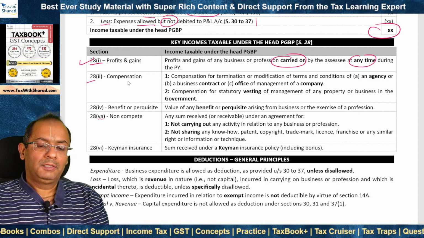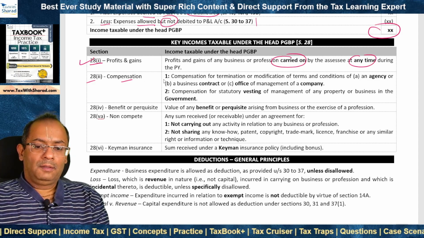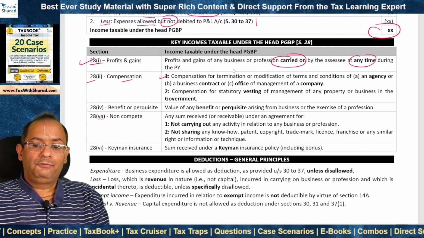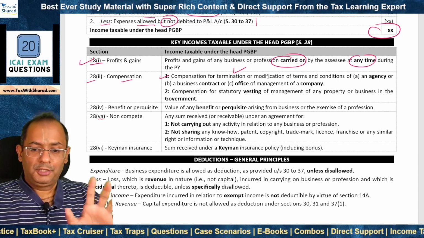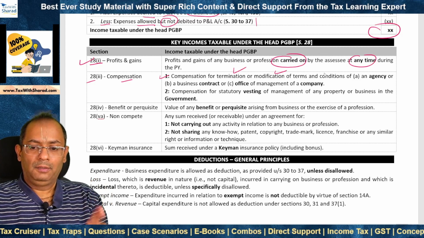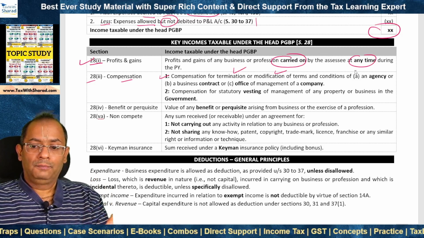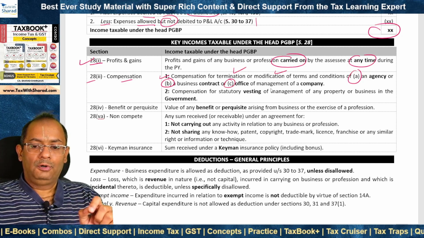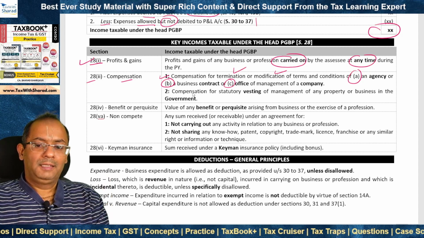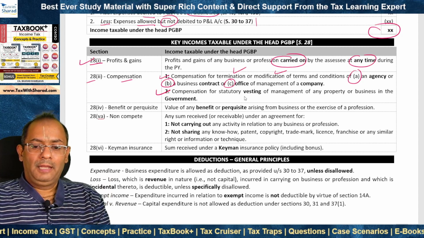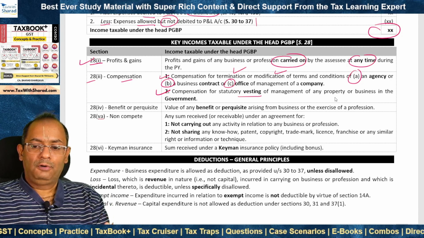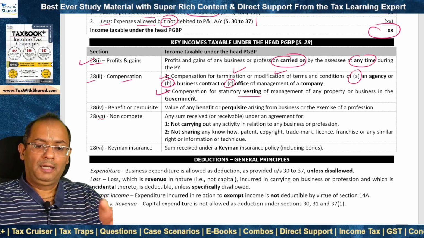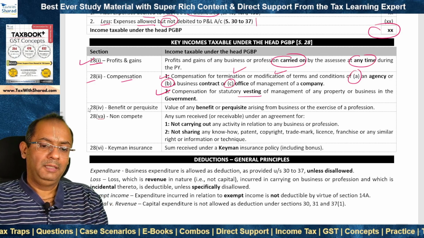Section 28(ii) covers a case of compensation. Two types. One, compensation which has been received for either the termination or the modification of terms and conditions of what? Either of an agency or of a business contract or in relation to office of management of a company. That is taxable as PGBP. Second, there may be a statutory vesting of management of any property or business in the government and the government will pay compensation. That compensation also is taxable under PGBP.